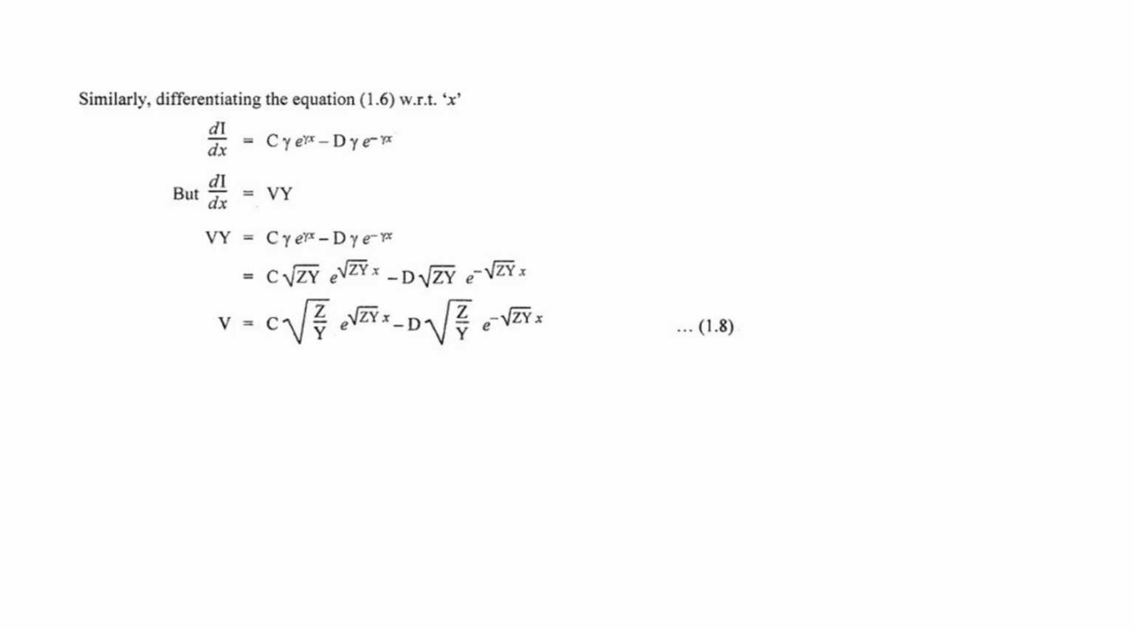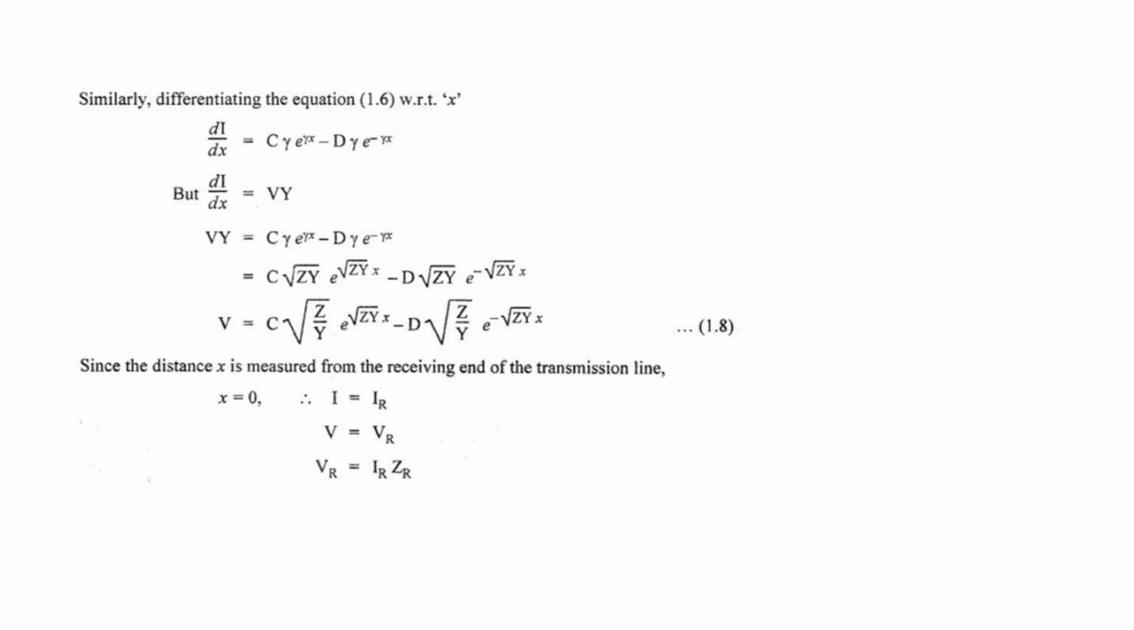But we know that di by dx equal to v into y. So using this, di by dx is replaced by v into y, that is equal to c gamma e power gamma x minus d gamma e power minus gamma x. And replacing the value of gamma by root zy, this becomes c root zy e power root zy into x minus d root zy into e power minus root zy into x. And bringing this y to the right side, the equation for v is equal to c root of z by y e power root zy into x minus d root z by y into e power minus root zy into x. This is equation number 8.